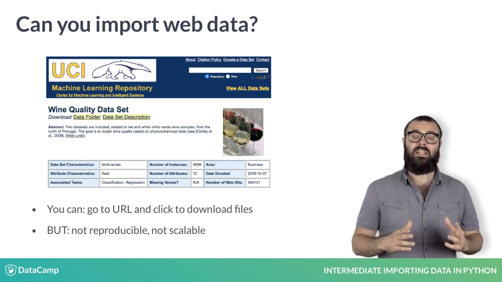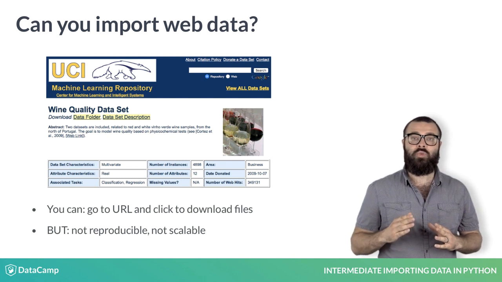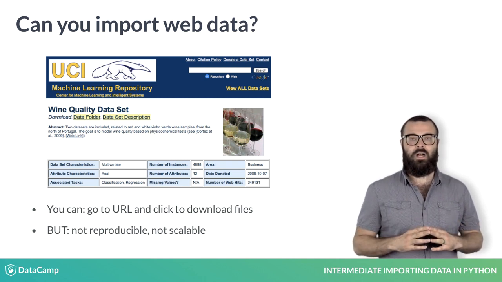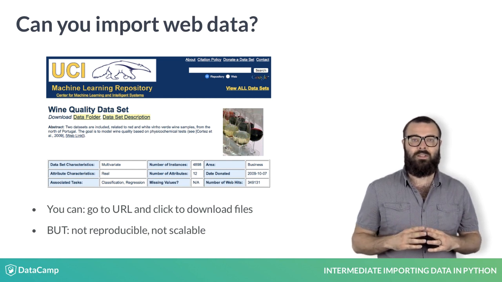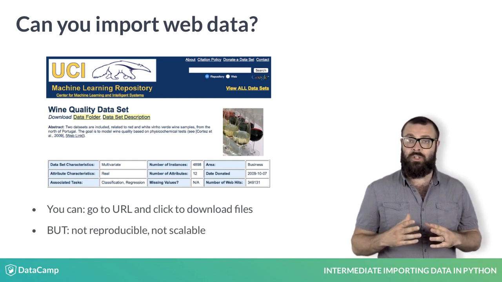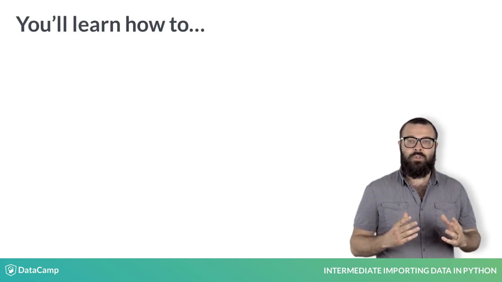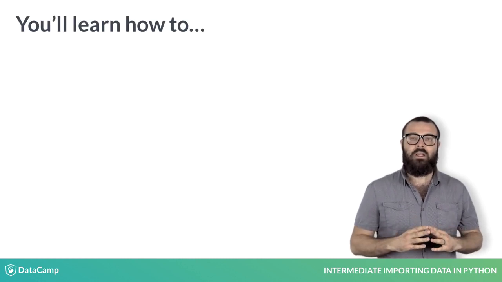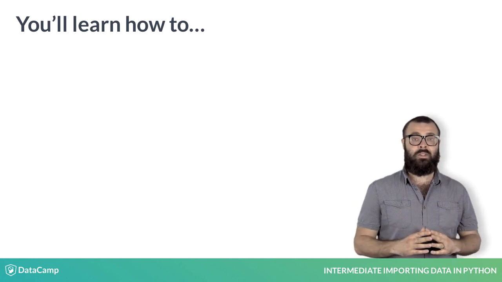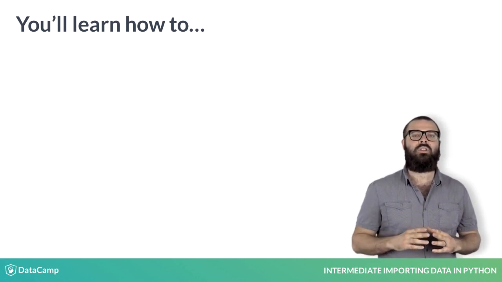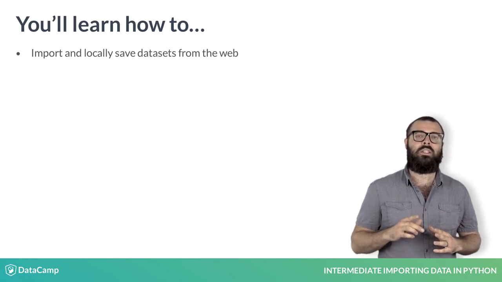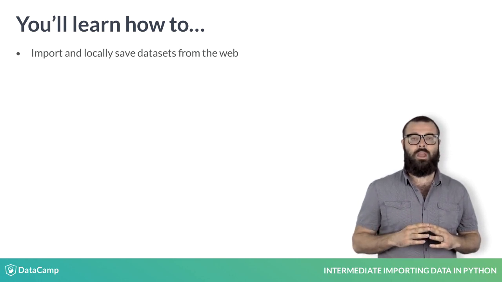Secondly, it is not scalable. If you wanted to download 100 or 1,000 such files, it would take 100 or 1,000 times as long, respectively. Whereas if you wrote it in code, your workflow could scale. As reproducibility and scalability are situated at the very heart of data science, you're going to learn in this chapter how to use Python code to import and locally save datasets from the World Wide Web.